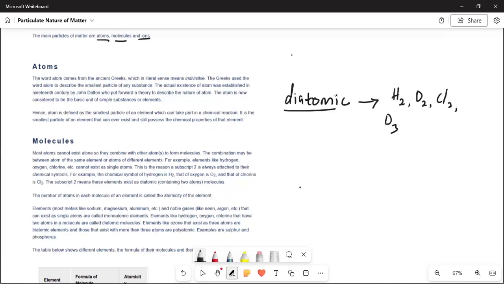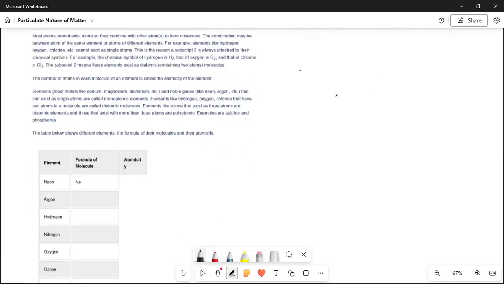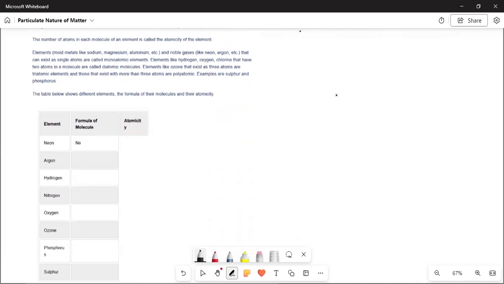Now we have a table here showing different elements, the formula of the element, and the atomicity of the element. The first one here is neon. Neon is a noble gas. All noble gases are monatomic, meaning they can exist as a single atom. And so the atomicity of neon is 1. Then argon is also a noble gas. It can exist as a single atom. Argon, the symbol is Ar. The atomicity is also 1.